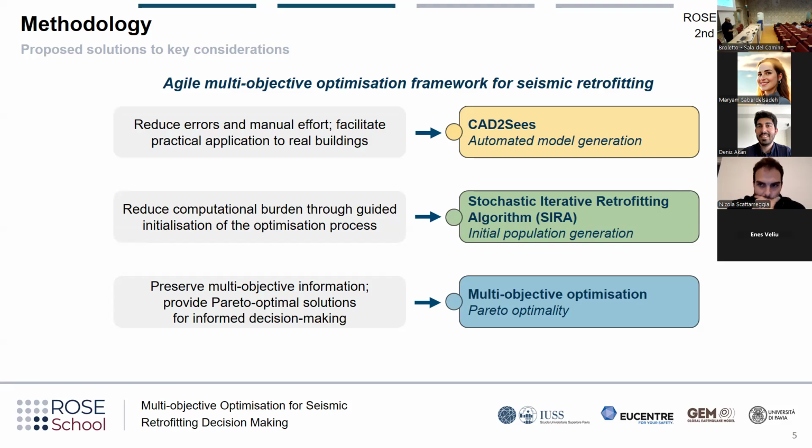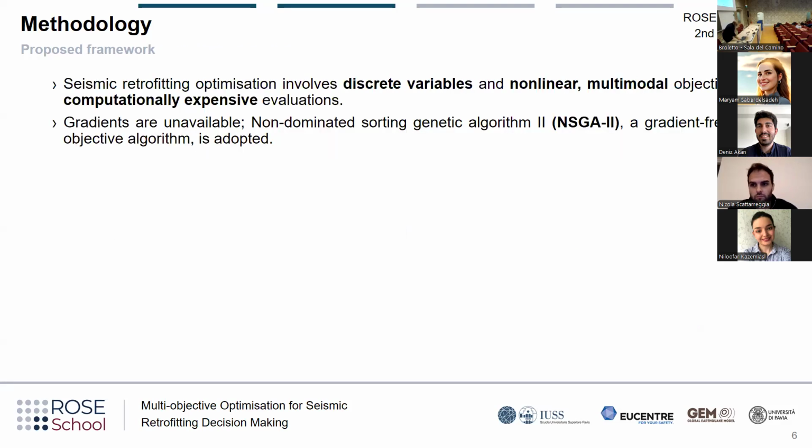And then we will see a stochastic iterative retrofitting algorithm, which overcomes the issue that I have mentioned, that the solution space is very big. We don't want to shrink it, and we want to start near or within the feasible space. Then we are going to see the multi-objective optimization results with Pareto optimality, carried out without losing or mixing any information between the objectives.